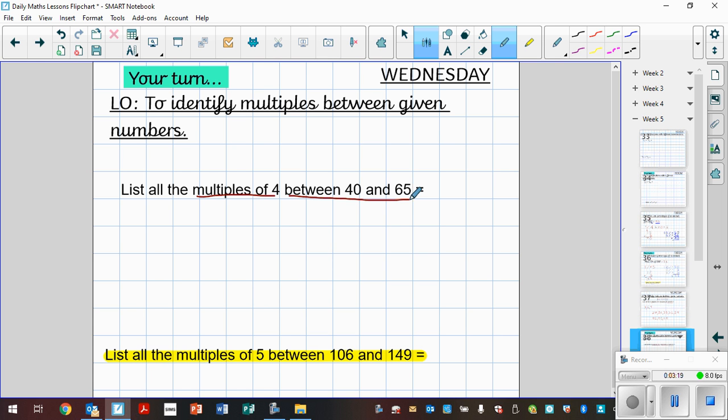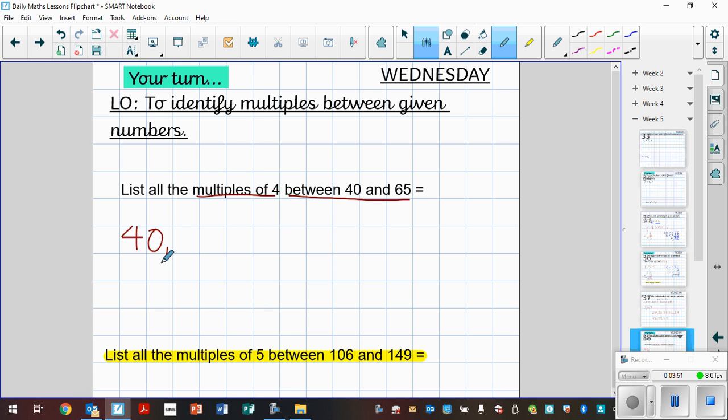Right, I hope you got on really well with that, children. So, multiples of 4 between 40 and 65. Now, if I started at 4 and worked all my way in multiples of 4 past 65, I would be there a long time. So I need to think to myself, well, what multiple facts of 4 do I know which are close to 40? Well, I know if I multiplied 4 by 10, that is 40. So my first multiple of 4 between 40 and 65 is 40 itself.